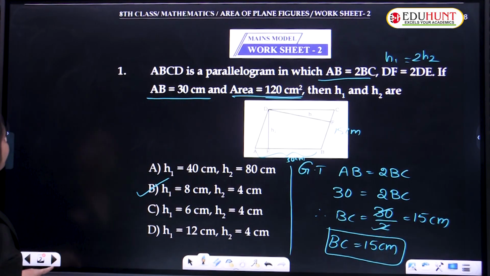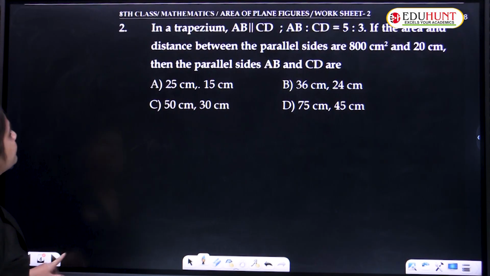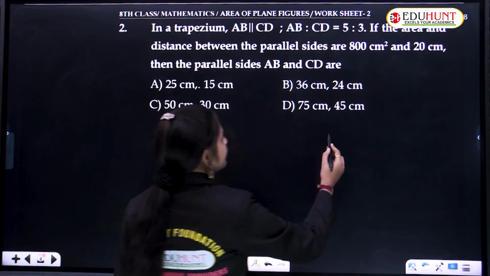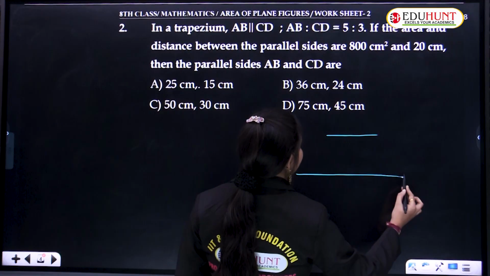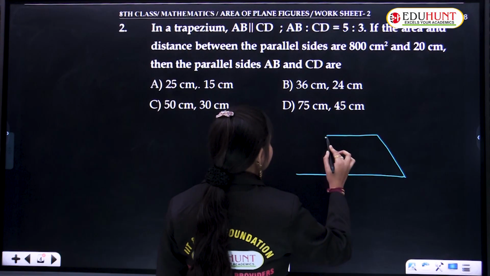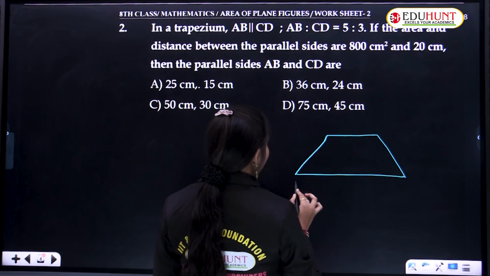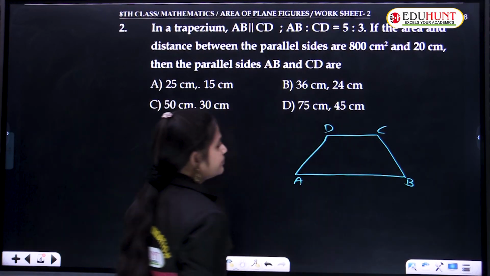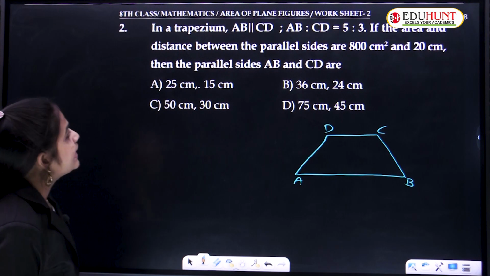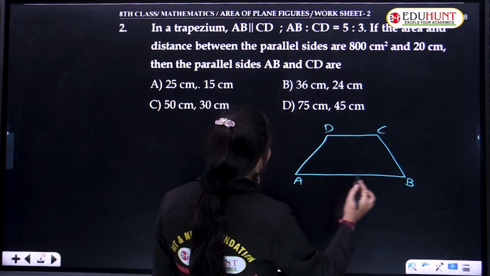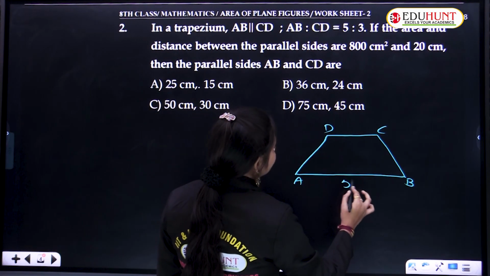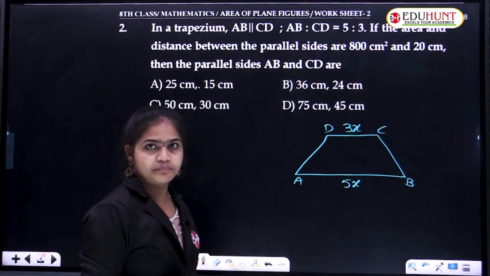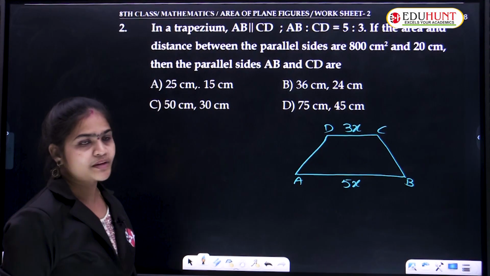Yes. Next, the second question says that in a trapezium. This is related to the trapezium, so first draw the trapezium diagram here. Okay, the longest side is AB and this is CD. Clear? Now here AB to CD is in the ratio 5 is to 3, so AB is 5x and CD is 3x. Let it be some x.